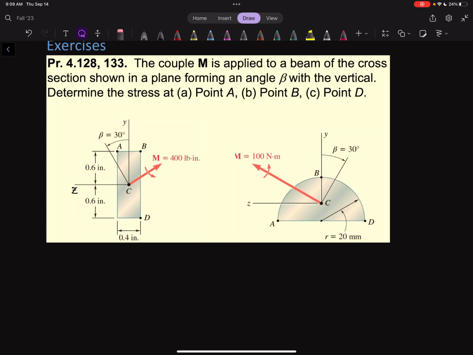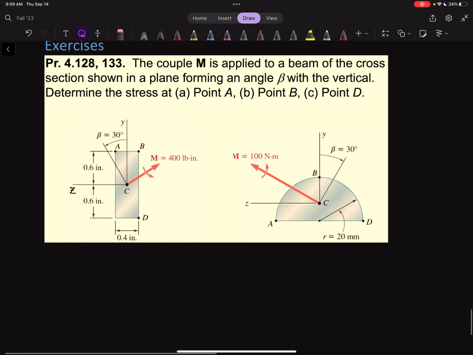Problems 4.128 and 4.133, the left one and the right figure right here. The couple M is applied to a beam of the cross-section shown in a plane forming an angle beta with the vertical. We got our beta right here. Determine the stress at point A, point B, and point D.